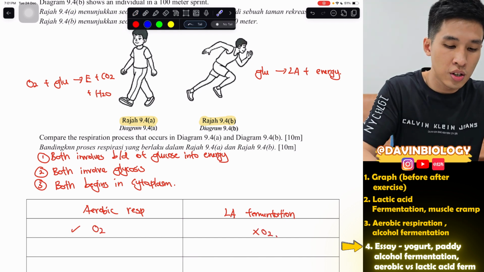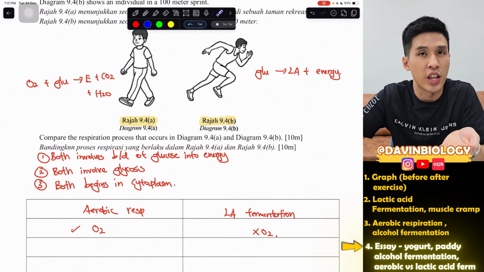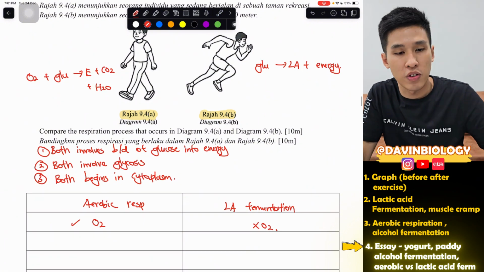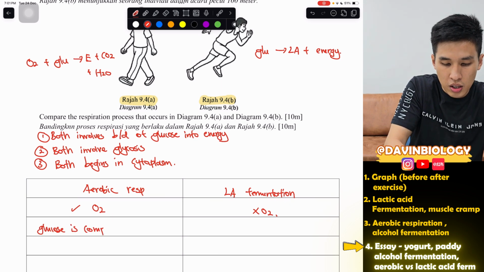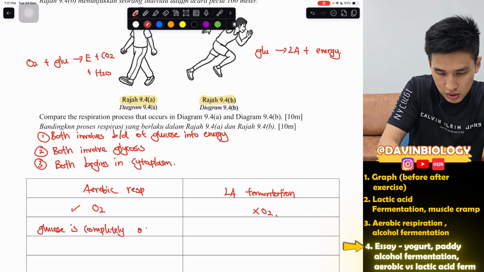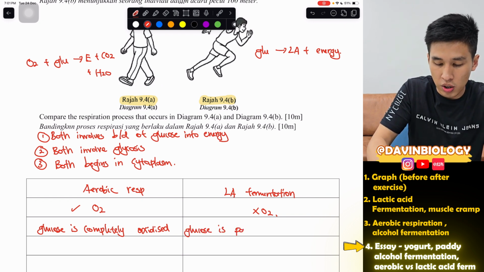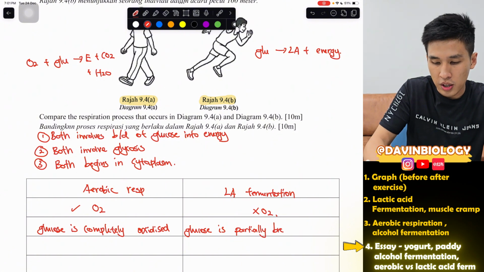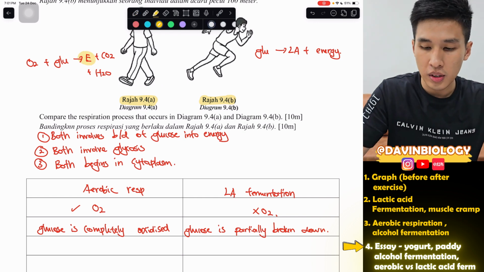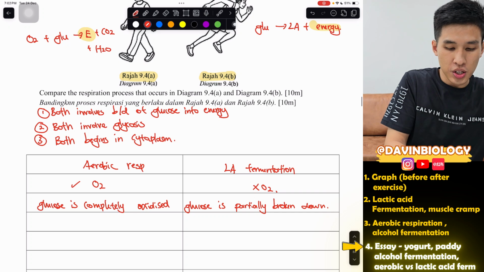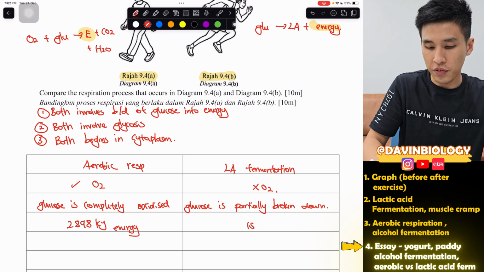When you have oxygen, you completely oxidize the glucose. That's why you get more energy. Oxygen is basically like a knife: you cut down the glucose into smaller pieces, you break down even more. So you can say glucose is completely oxidized. For this one, don't use the word oxidized, because there's no oxygen; it's partially broken down. Now for the products, let's talk about energy first, the amount of energy. The energy produced here is 2898 kilojoules. This one is 150.